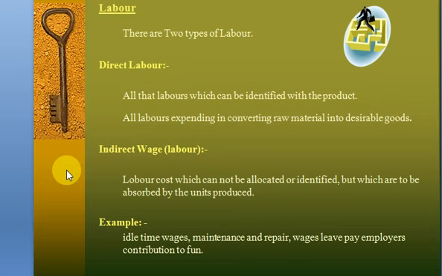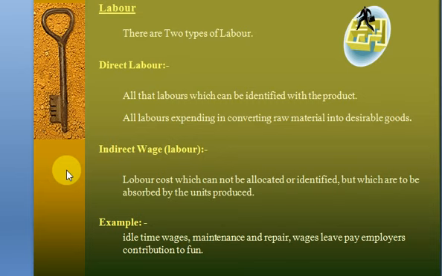For example, wages of workers working on the products. Look, I'm delivering you the lecture, so I am the direct labor. But the upper level management is not direct labor. Head of department, dean of the faculty, coordinator, that is not direct labor. Why? They are not directly linked with you.